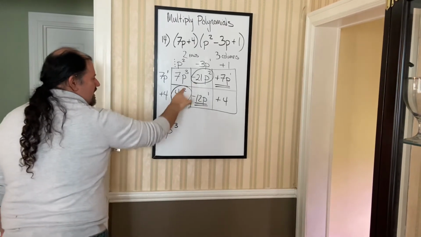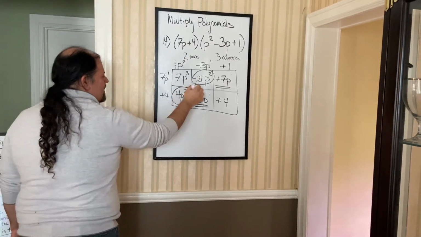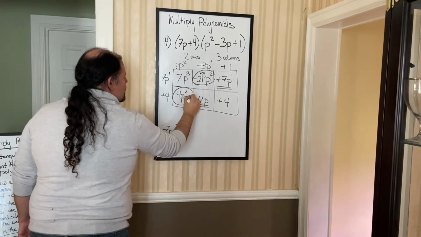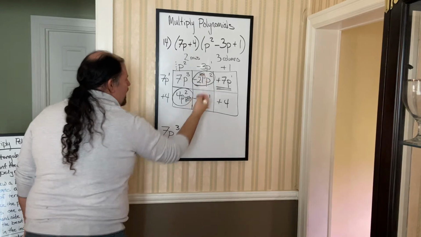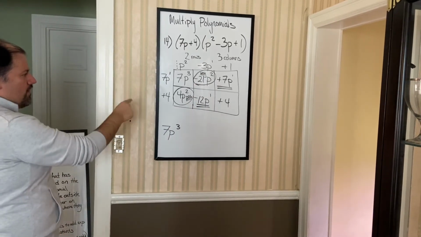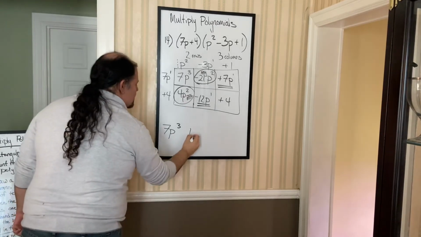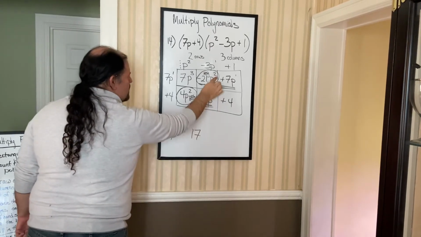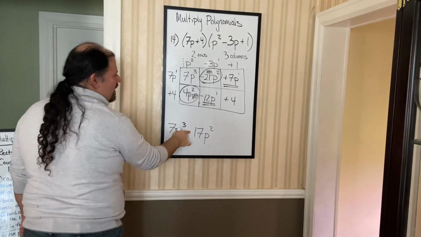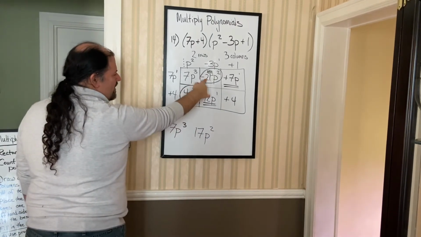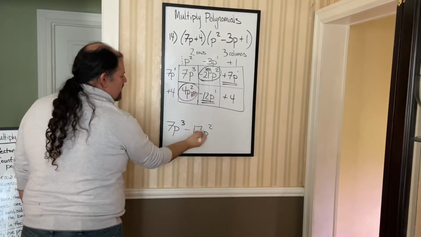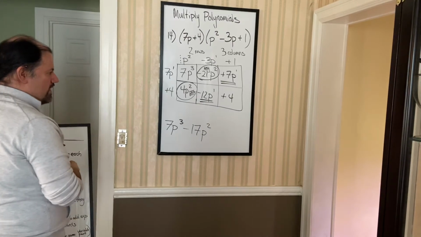Remember how I said they line up diagonal? This is a negative. This is a positive. You know, when we have a negative and a positive, different signs, you're going to subtract. So 21 from 4, we're going to get 17. P squared stays p squared. But remember our sign. Who wins the tug of war? 21 players or 4 players? You know 21 will win. So it's going to be negative 17p squared.